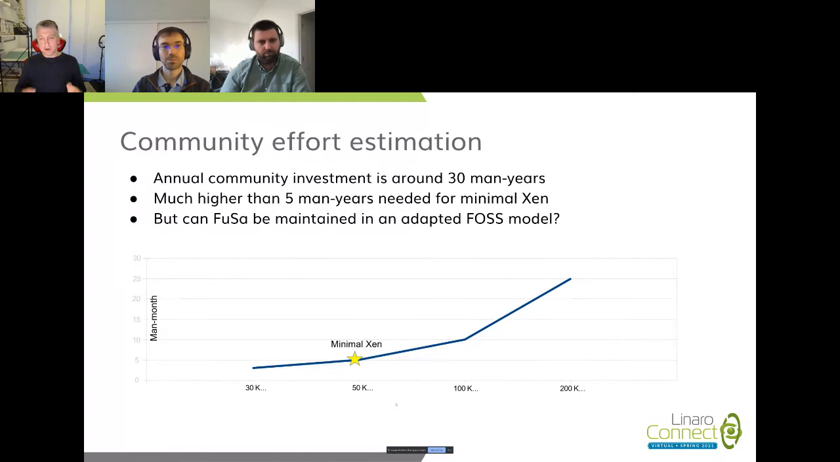Comparing to what the community does in an average year of Xen contributions, the safety certification, like it was done before, is not too bad. We had 30 man years, I think it was in 2019, and it is much higher than would be needed for a minimal Xen. So if you just throw out the x86, keep only common and ARM code, we get around 50,000 lines of code, which is on par with a 5 man year estimate.